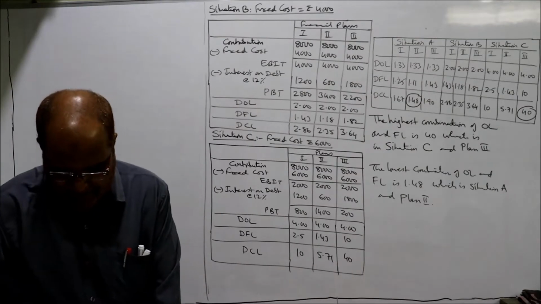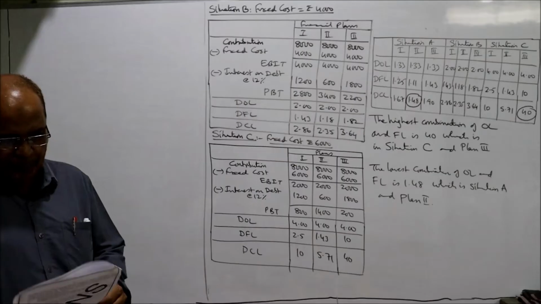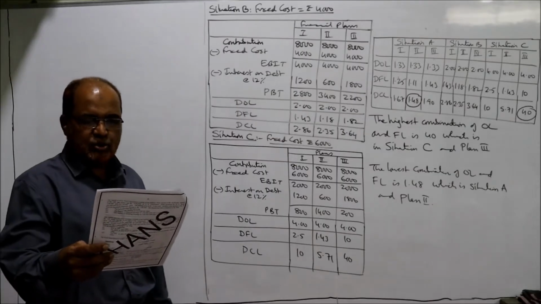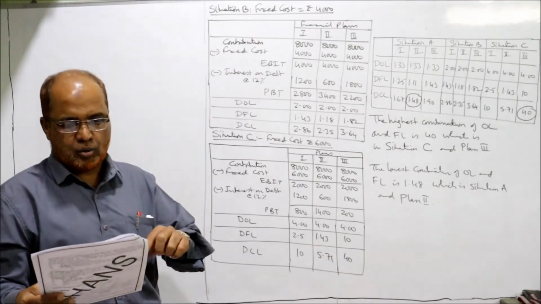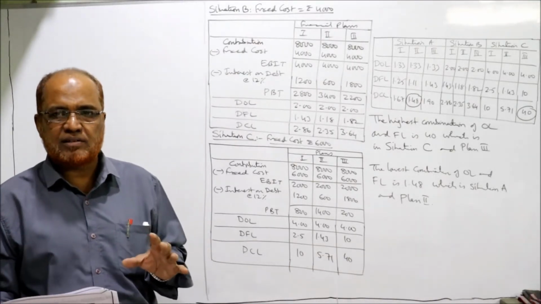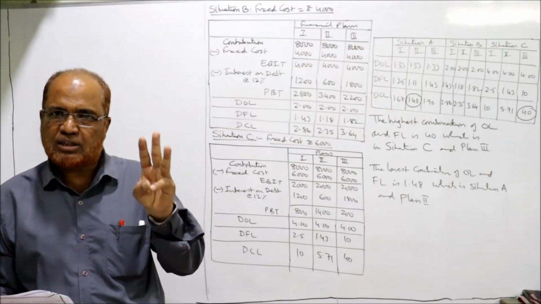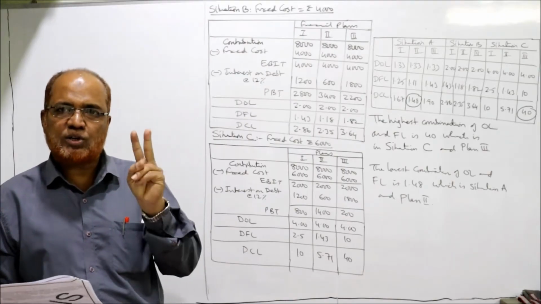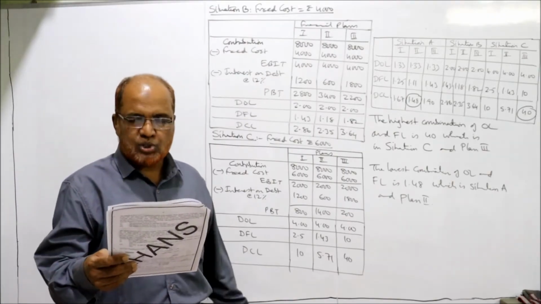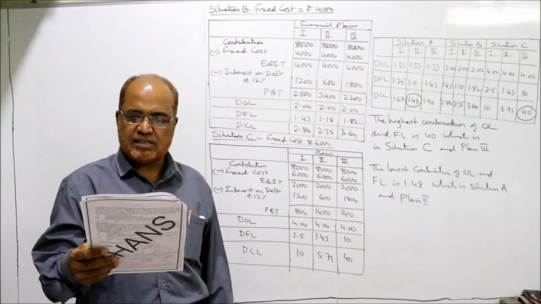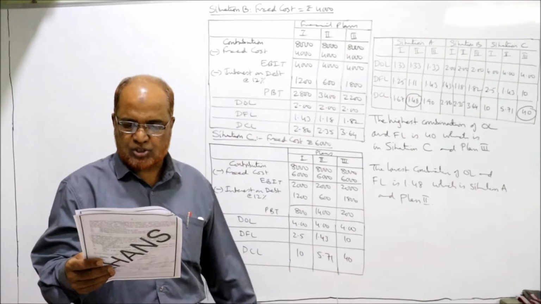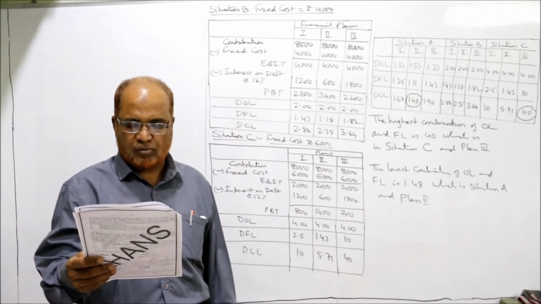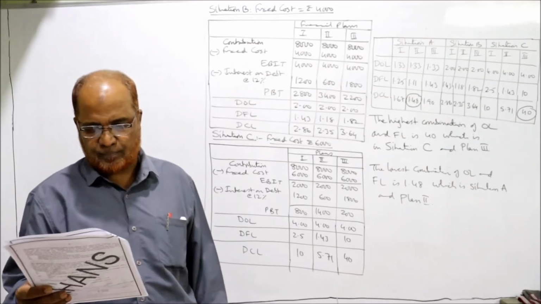Similarly, next, 13th problem. Calculate OL and FL under situation 1 and 2 and financial plans A and B. This problem is similar to the previous 12th problem. The only difference is there we have 3 situations and 3 plans. Now we have 2 situations and 2 plans, from the following information relating to the operation and capital structure of a company. What are the combinations of OL and FL which give the highest and the least value?